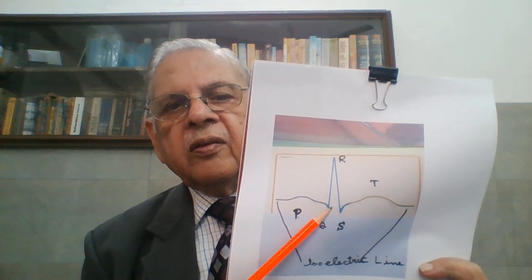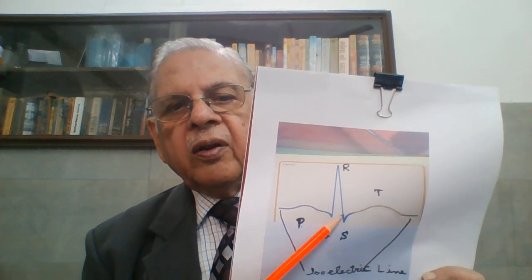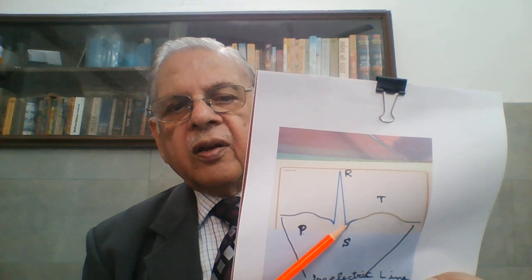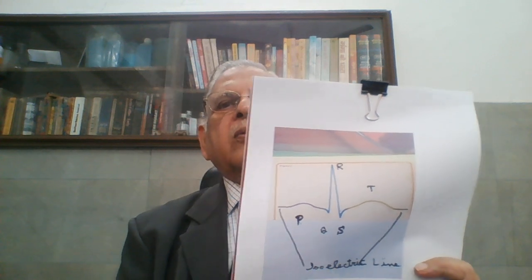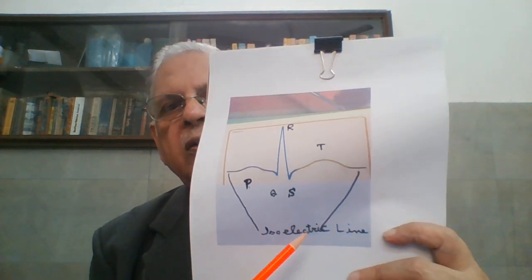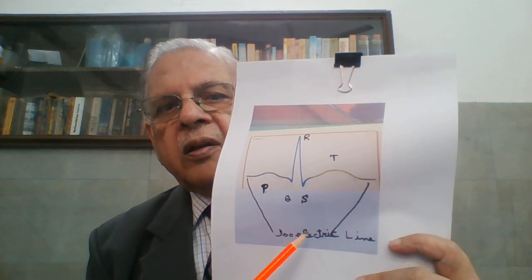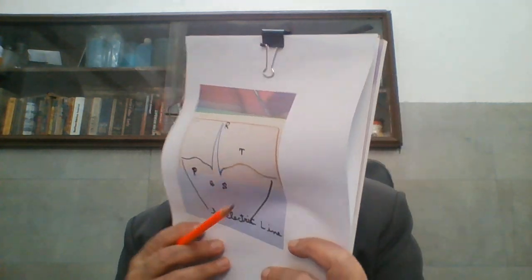Another important thing is that from the beginning of the Q wave to the end of the R wave, this is called the QRS complex. And what is the duration of the QRS complex? This is also very important in reading the ECG. See another diagram.